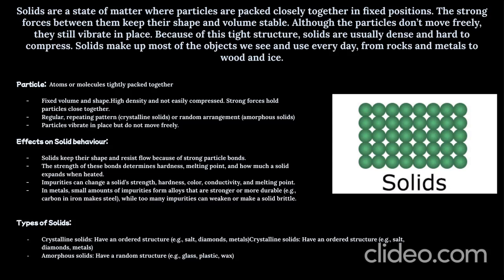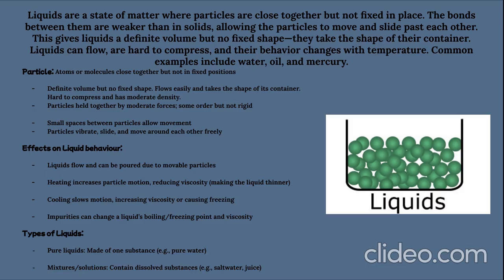There are two different types of solids. Crystalline solids have an ordered structure, like in salt, diamonds, and metals, and amorphous solids have a random structure, for example, glass, plastic, wax. Liquids are a state of matter where particles are close together but not fixed in place.